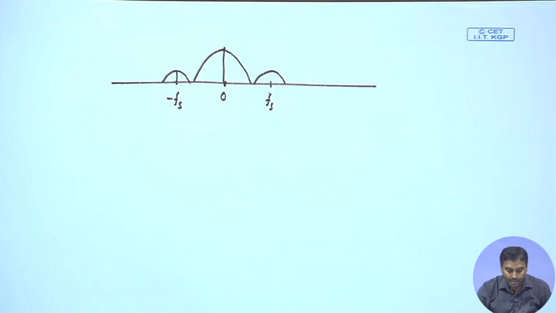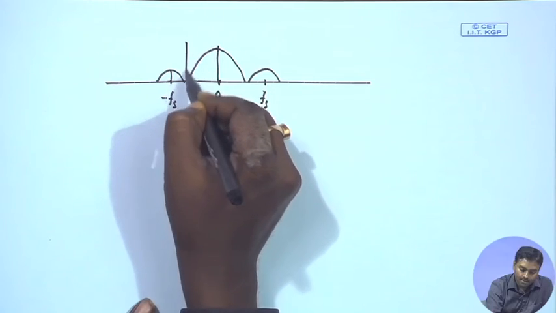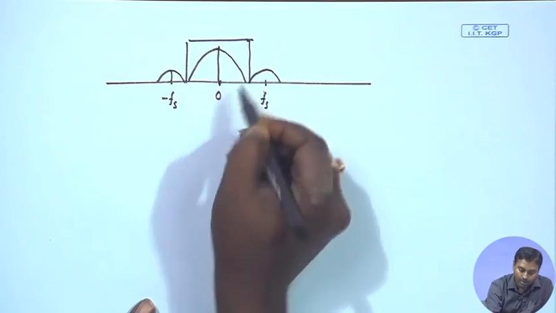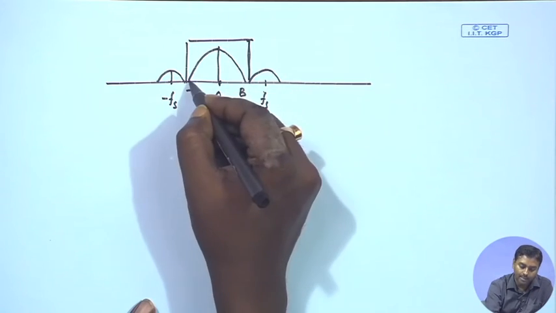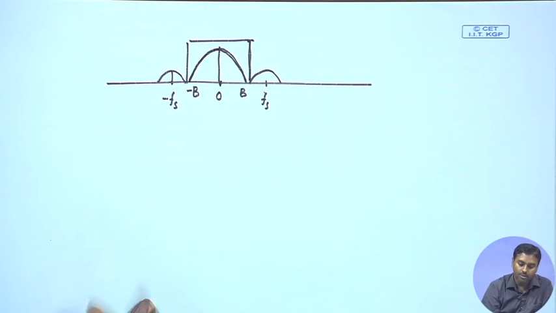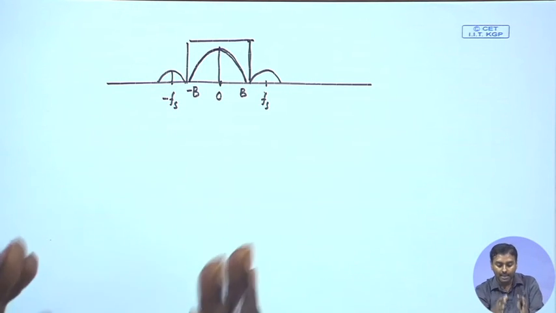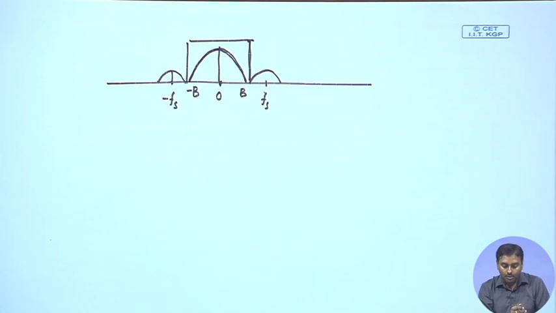So, what is happening? I am getting two advantages over here. One is that if I now employ, so this is still from minus B to plus B, I employ a low pass filter, this has no distortion because this is just exactly equivalent to GF with that sinc multiplied. Okay.